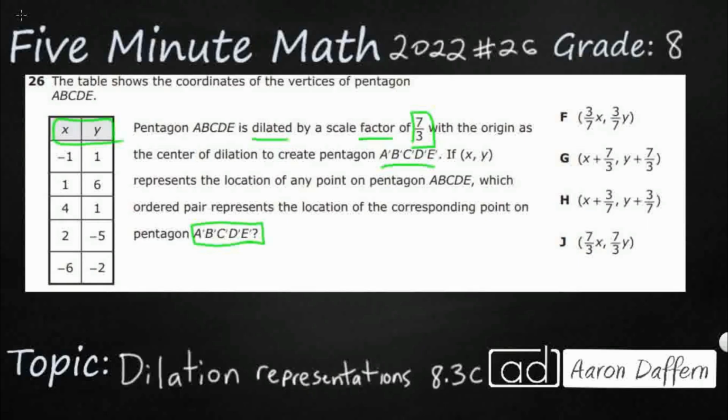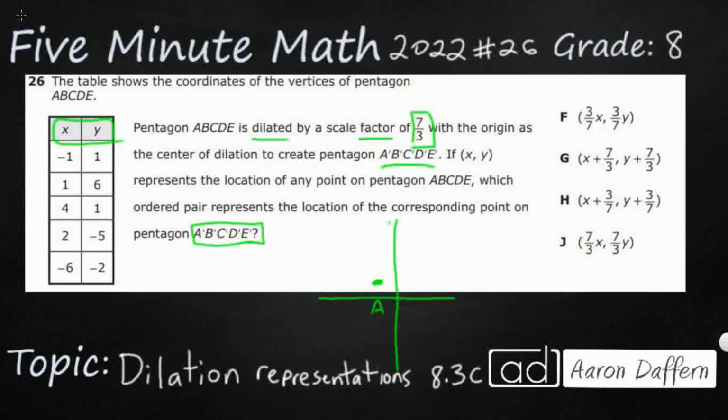So what do we do when we dilate something with a scale factor? That's basically what this is asking in a long way. Well, I'm going to take one of these points and show you. We're not going to draw the entire pentagon, but let's just draw one point. So let's draw -1, 1. All right, so -1, 1. There we go. Let's call that point A.